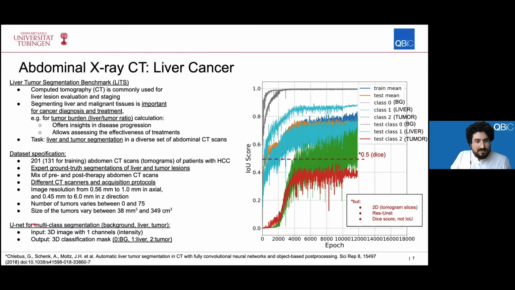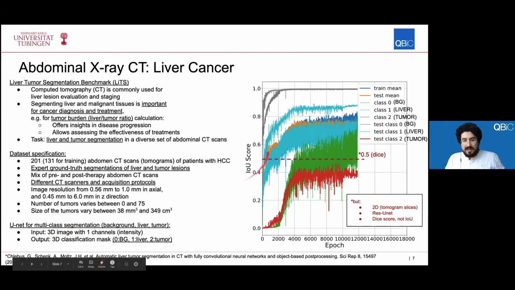We used a U-Net as a multi-class segmentation model. There we have three classes: the background, the liver, and the tumor. The input is a three-dimensional image with one channel, which is the intensity of the image, and the output is a three-dimensional classification mask.